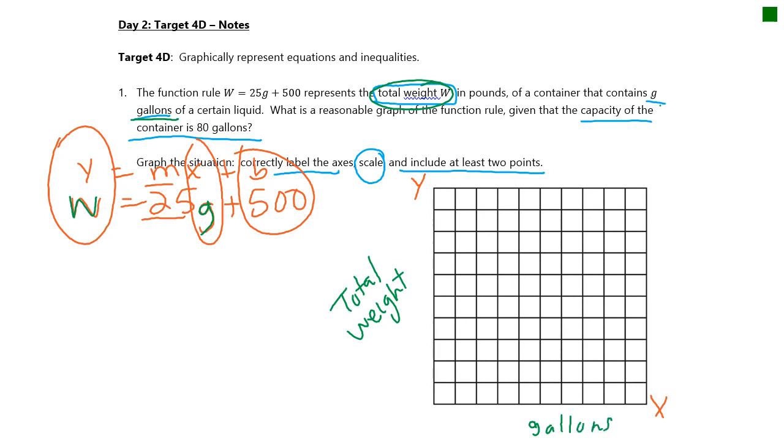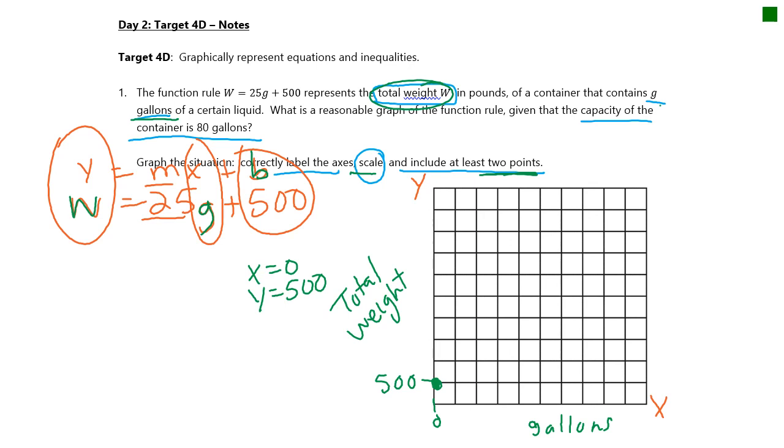So we label the axis, that's good. Now we have to draw the scale. The scale is the numbers that you're going to put on the x-axis and the numbers that you're going to put on the y-axis. The first thing that you should notice is that B represents your starting point. B is the y-intercept. When x equals 0, y is going to equal 500. So I have a starting point of 500. I already know the first point. How many points do I need? 2 points. All I need is one more point.